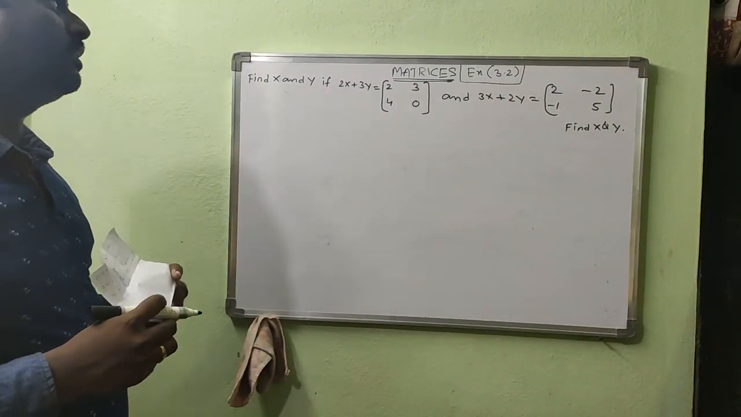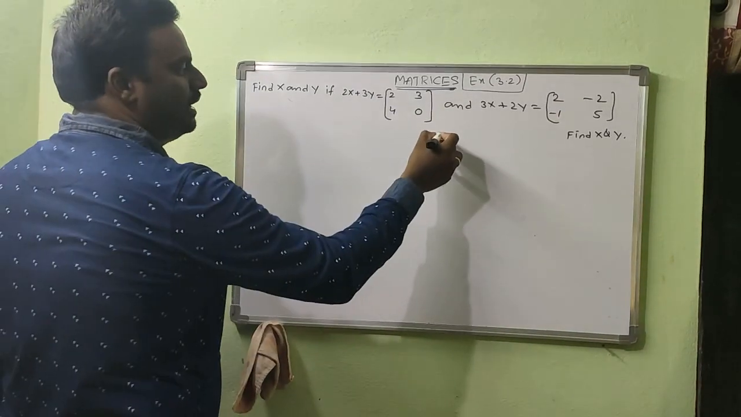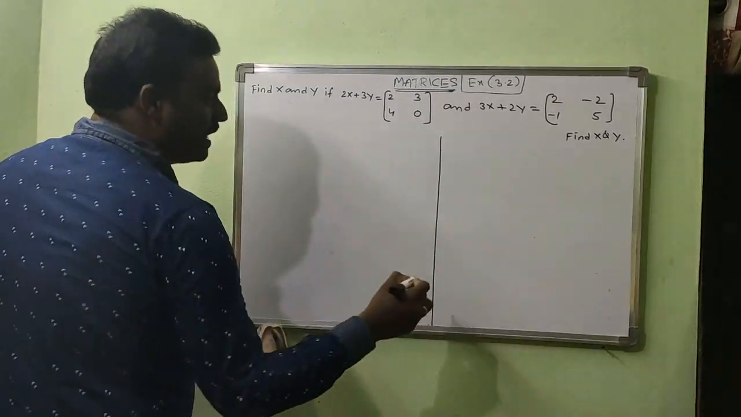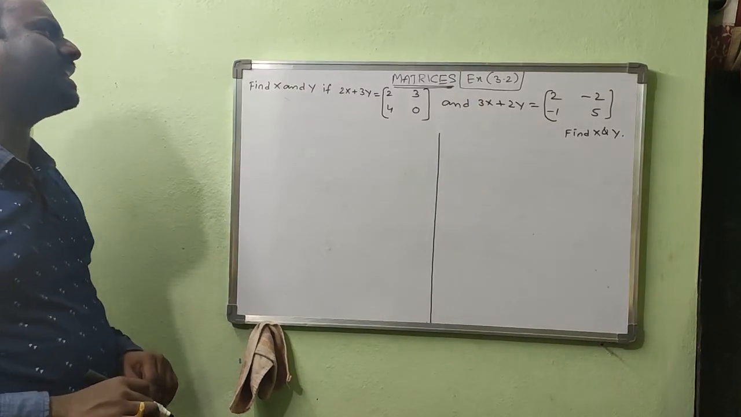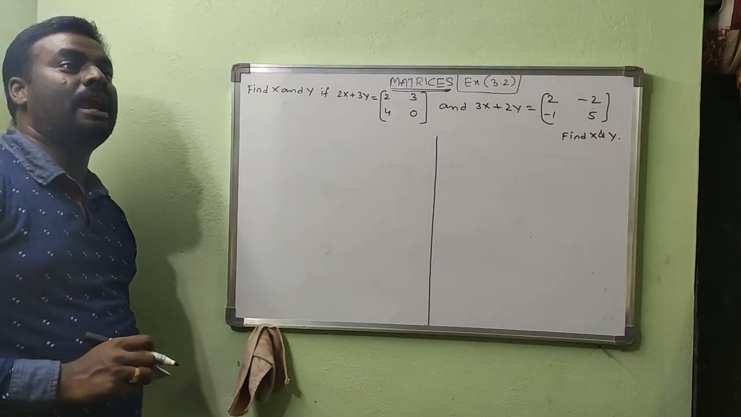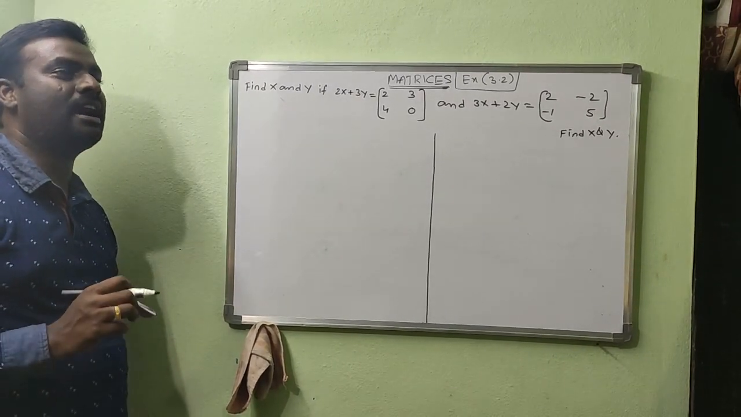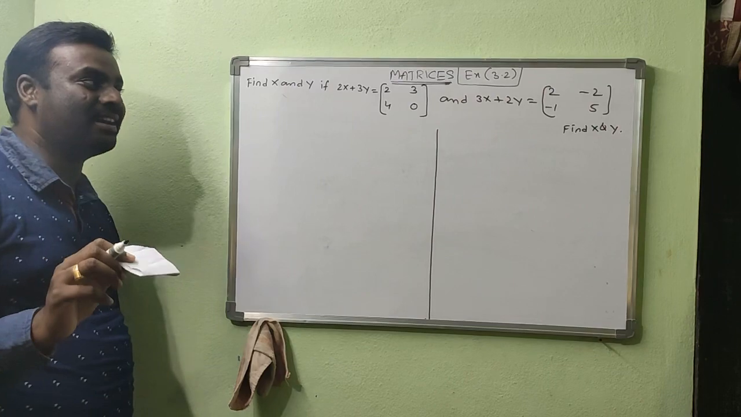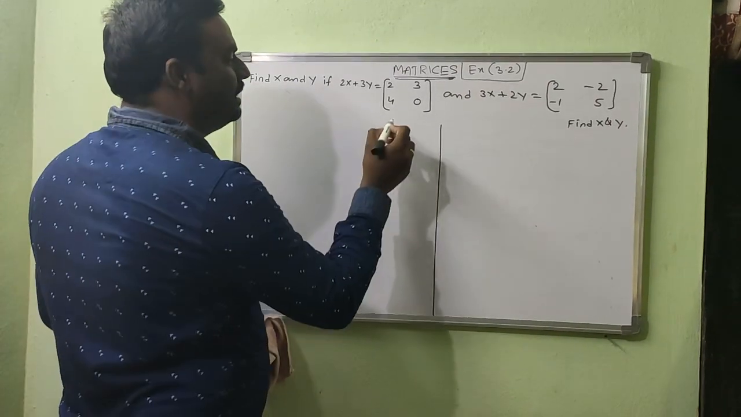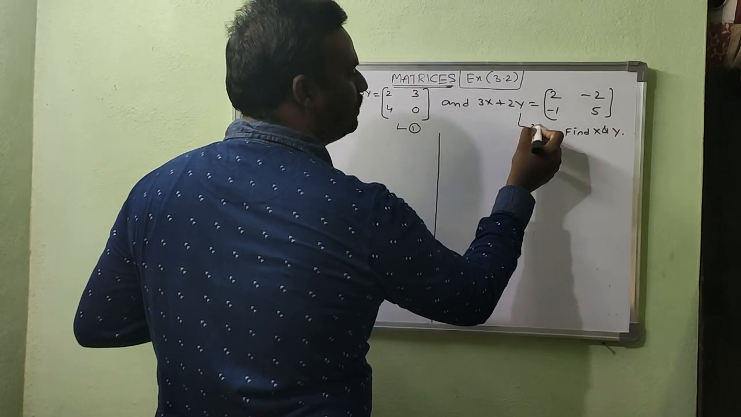So this is the question. Two equations are given. From these two equations, we need to find the matrix X and matrix Y. Why am I taking matrix X, matrix Y? Because in this question, they gave capital X and capital Y. Capital letters are always matrices, small letters are elements. This is equation number 1 and this is equation number 2.